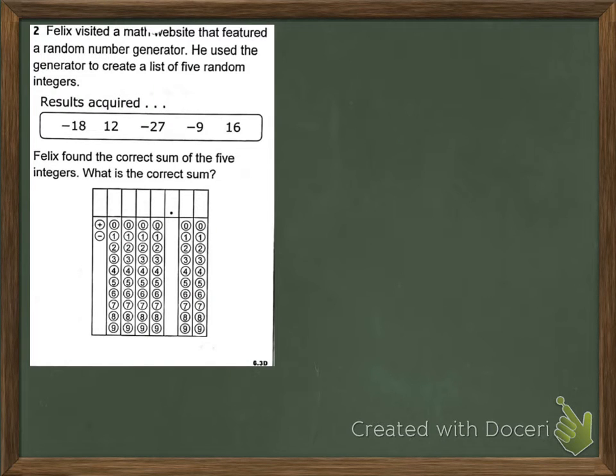Number 2. Felix visited a math website that featured a random number generator and used the generator to create a list of 5 random integers. Felix found the correct sum of the 5 integers. What is the correct sum?